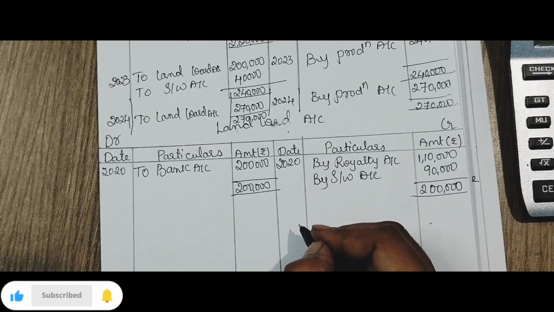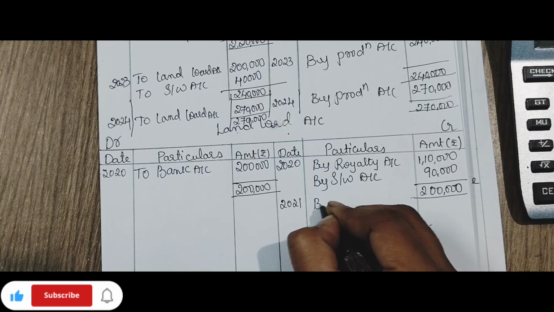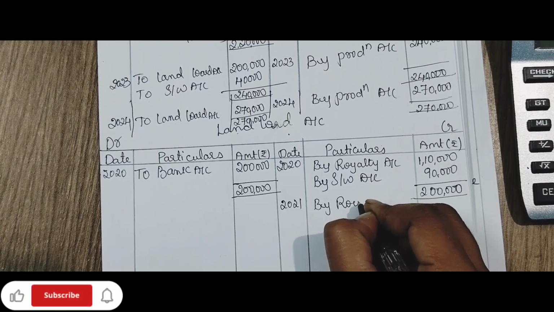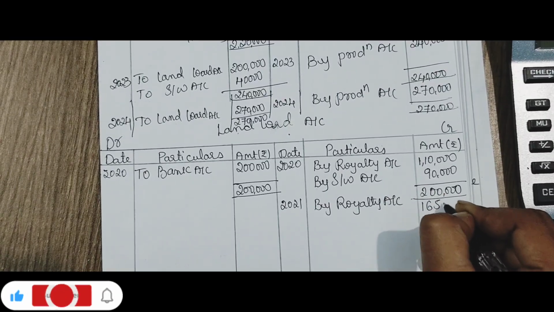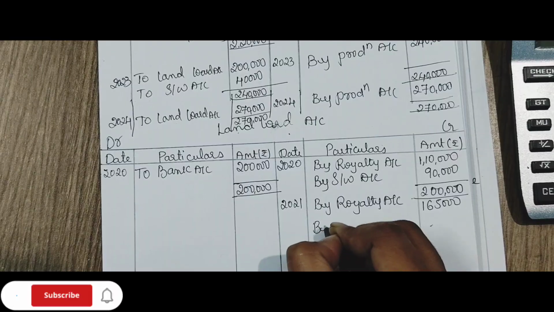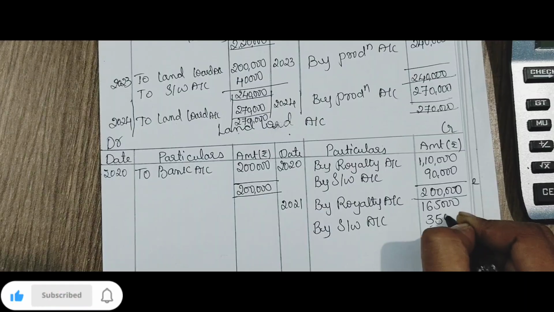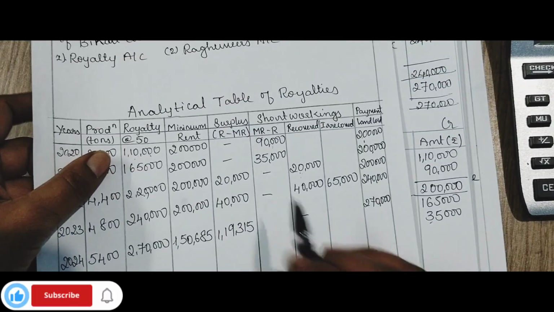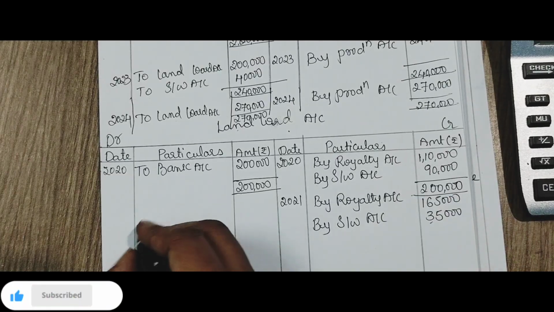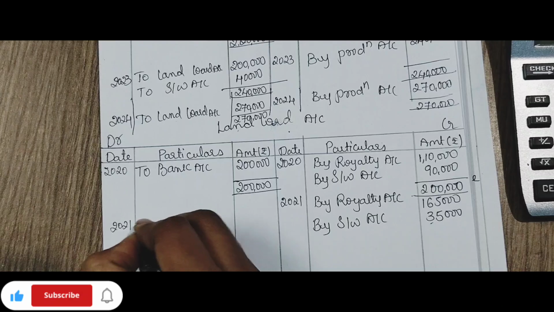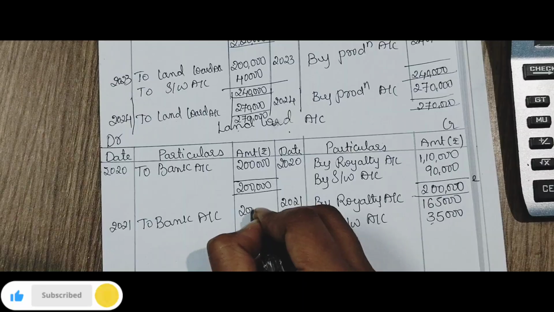Next, for the year 2021, same: by royalty account, what is the amount? 1,65,000, by short working account 35,000. Here you can see 1,65,000 plus 35,000 is 2 lakh. Bank account, to bank account 2 lakh.